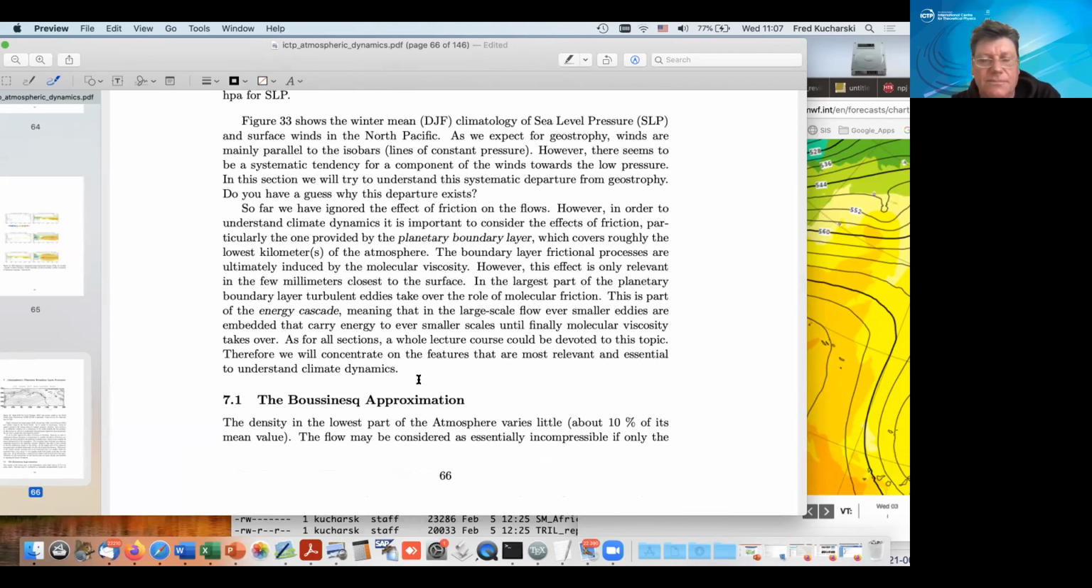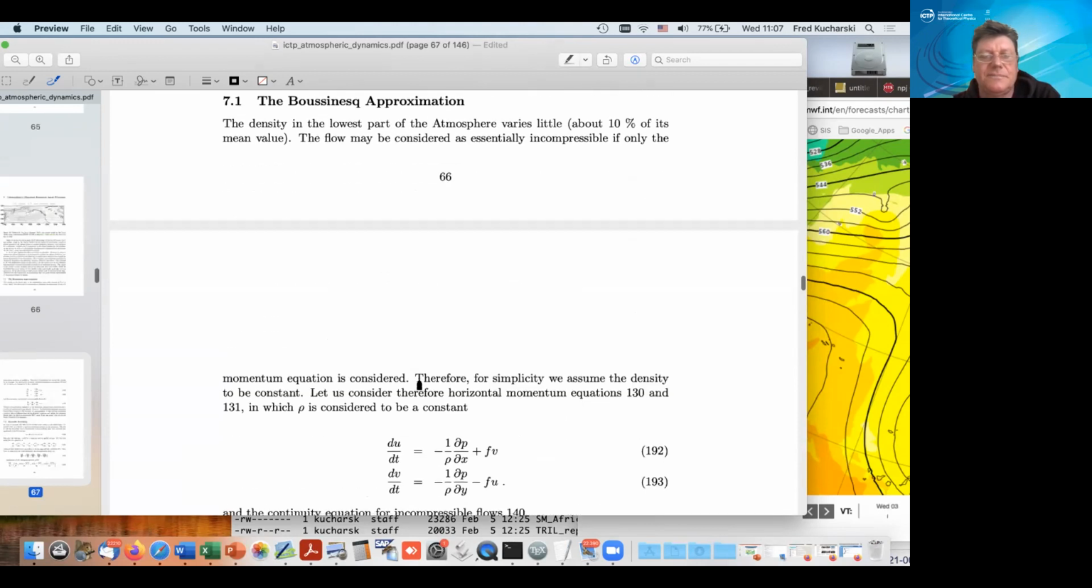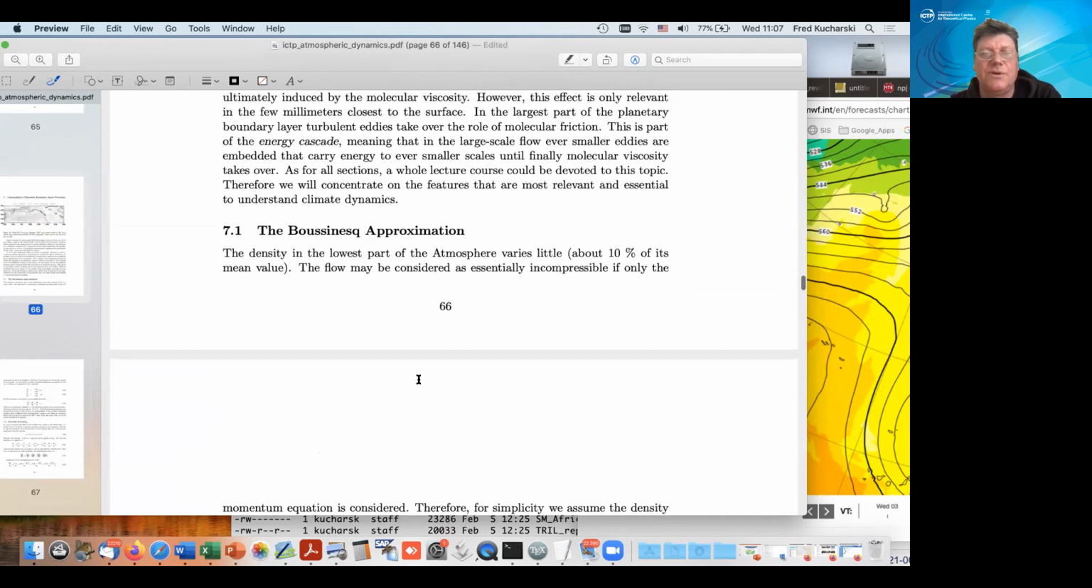So the boundary layer processes disturb our geostrophic balance in principle. That is what's happening. There's an additional force that disturbs our geostrophic balance in the boundary layer. And that is essentially what we want to derive today.